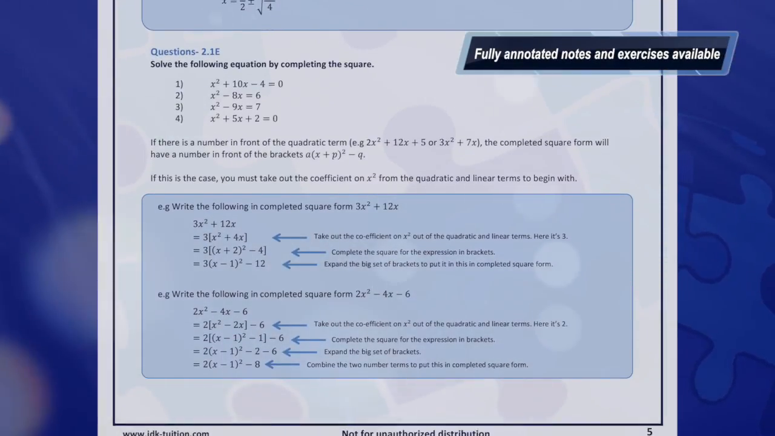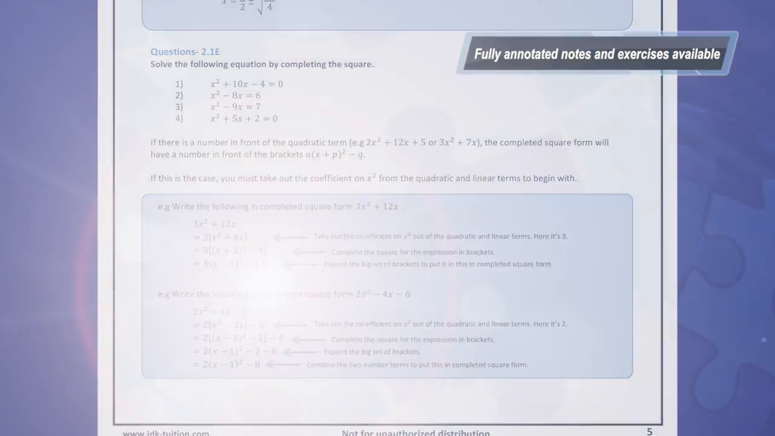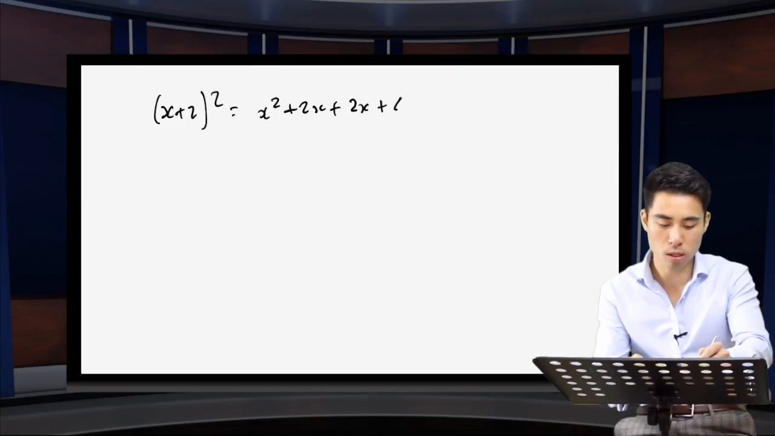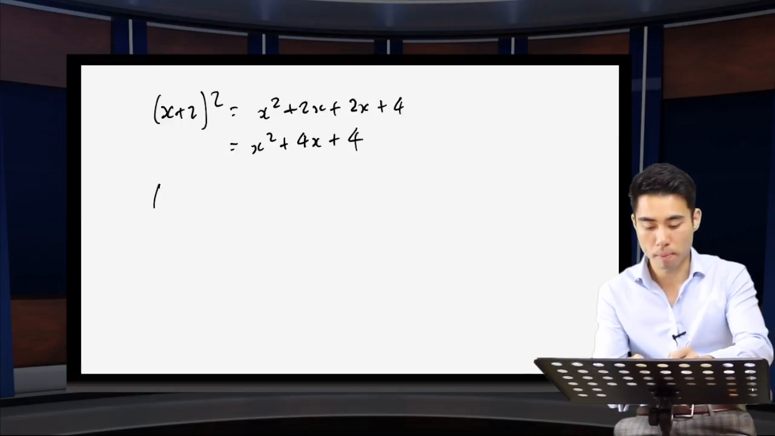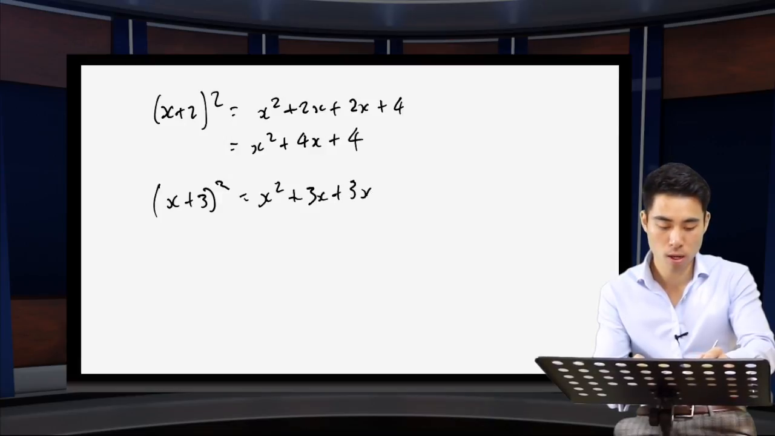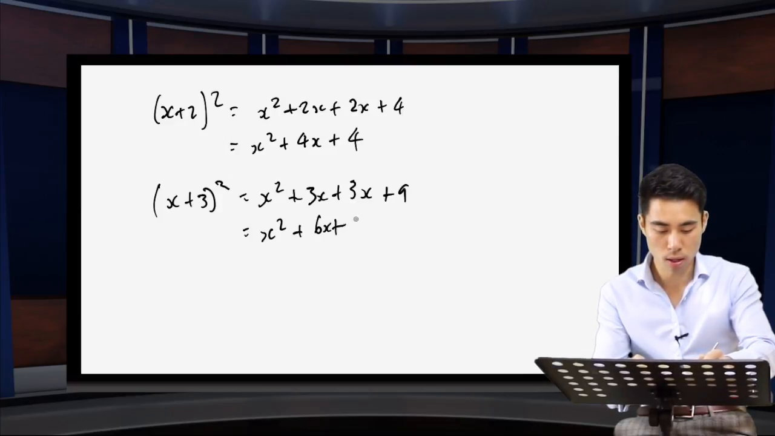Basic principles. If I have this, x plus 2 squared, you know this expands out to x squared plus 2x plus 2x plus 4, or x squared plus 4x plus 4. And if we do x plus 3 squared, this is going to be the same as x squared plus 3x plus 3x plus 9, or x squared plus 6x plus 9.